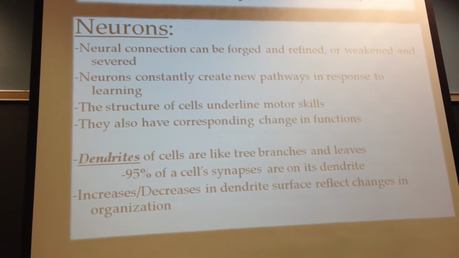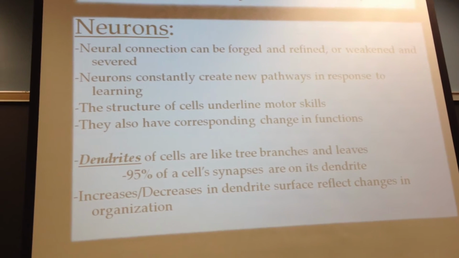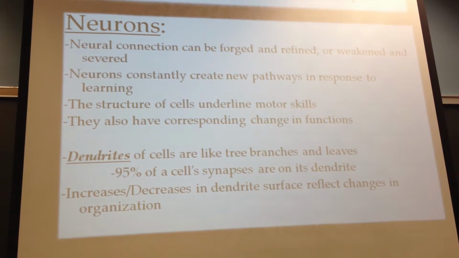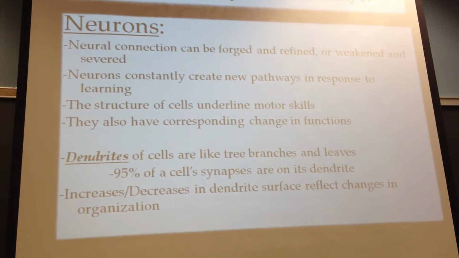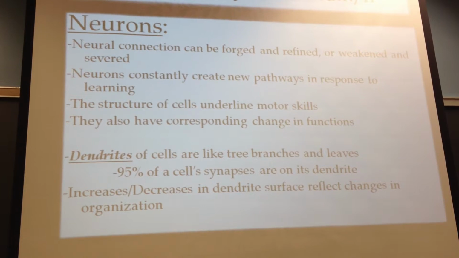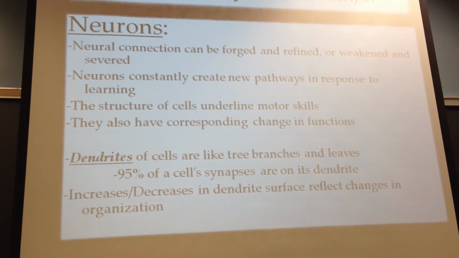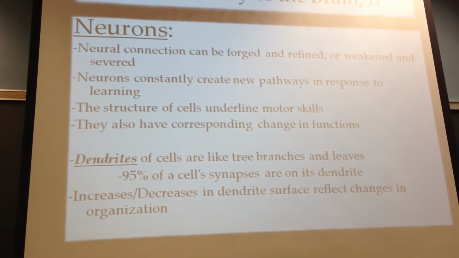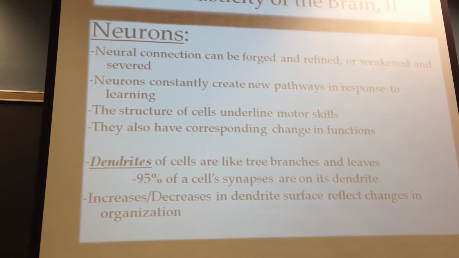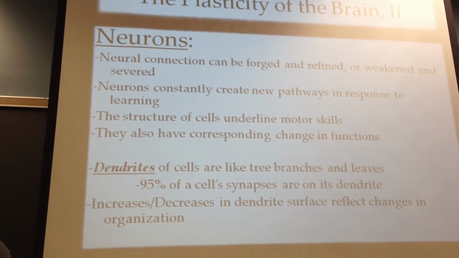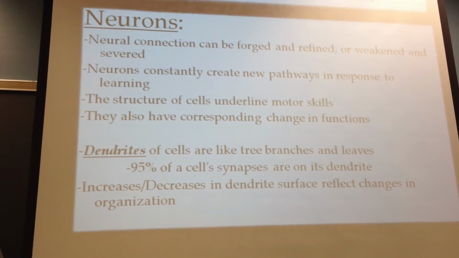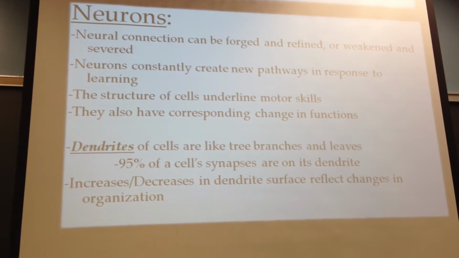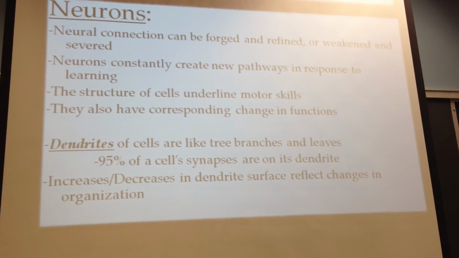Neural connections can be forged and refined or weakened and severed. Neurons constantly create new pathways in response to learning. The structure of cells often relates to motor skills, and they often correspond to their functions. Dendrites of cells are like tree branches and leaves. 95% of the cell's synapses are on its dendrites, and increases and decreases in dendrites often reflect changes in organization.